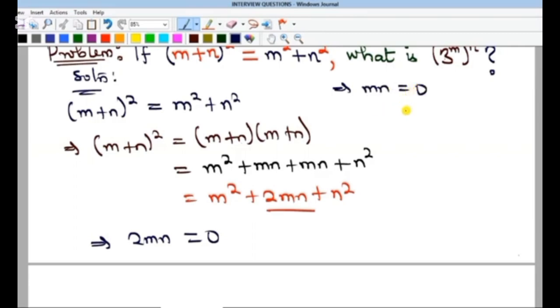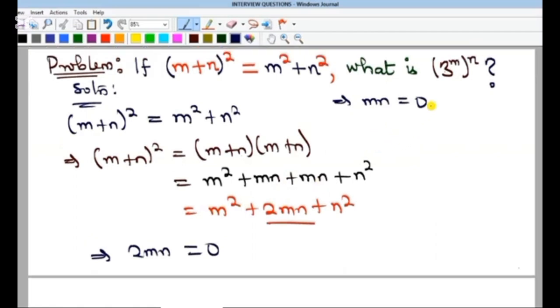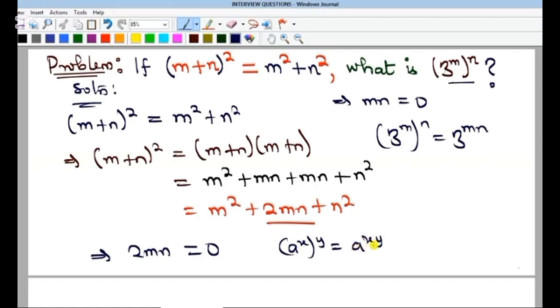And of course, because mn is 0, why is it so? Because if I divide both sides by 2, I will get 0. So I will then try to simplify what I have here. And how am I going to get that? Now, 3 raised to the power m, all raised to the power of n, is the same thing as 3 raised to the power of mn, because we are told by indices that a raised to the power of x, all raised to the power of y, by the law of power of power, is going to be a raised to the power of xy. Your x will multiply your y. And so, since mn is 0, the total value required is actually equal to 1.